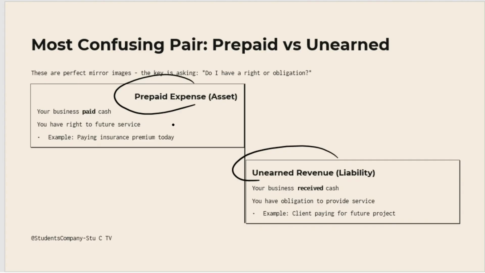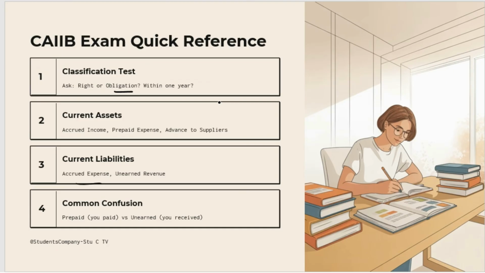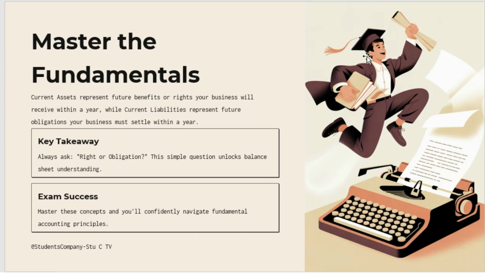Now, I think you are clear. Prepaid expense means you have a right to future service. You have paid an advance payment. This will be an asset. Unearned revenue means you have received cash, and have an obligation to provide service. So it will be a liability, current liability. So this is the quick question you should ask: is the item shown in the balance sheet a right or an obligation for the business, and is it to be settled within 1 year? Based on that, you will categorize it as current assets or current liabilities. And then the common confusions we have discussed. I hope by now you are clear about this distinction between current assets and current liabilities. Thank you.